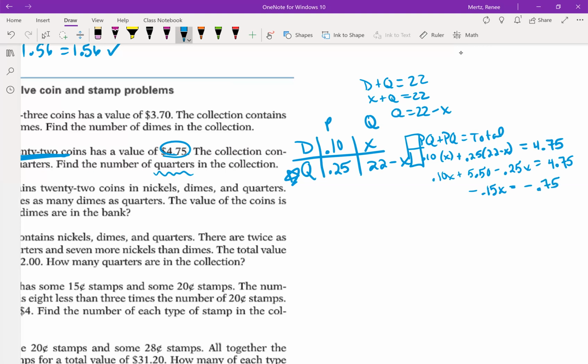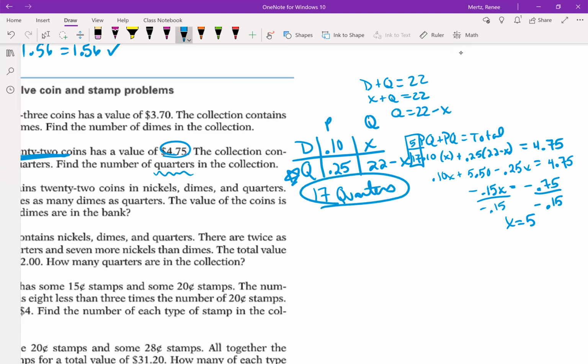Divide by the negative 0.15. So I'm getting x equals 5. So we have 5 dimes and 17 quarters. So the answer to this question is 17 quarters.